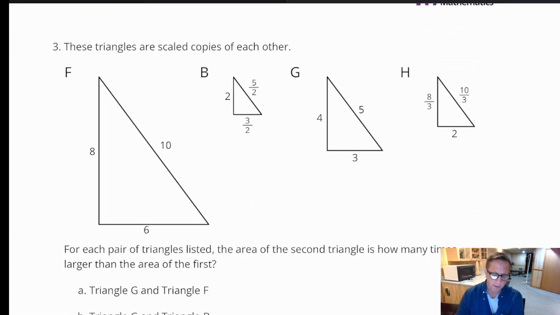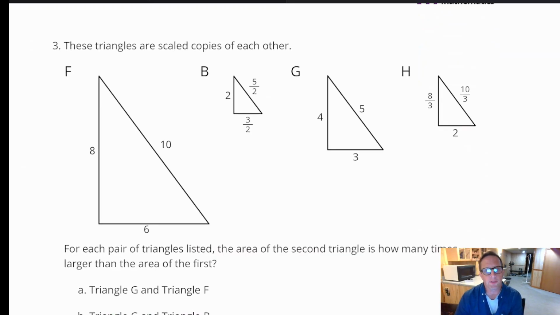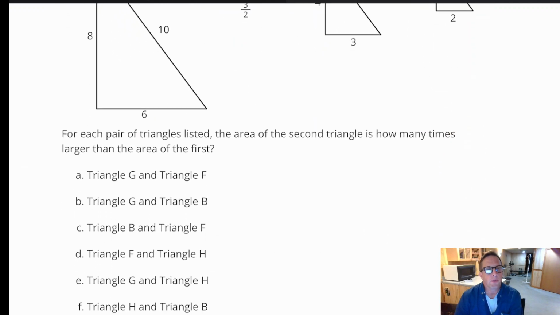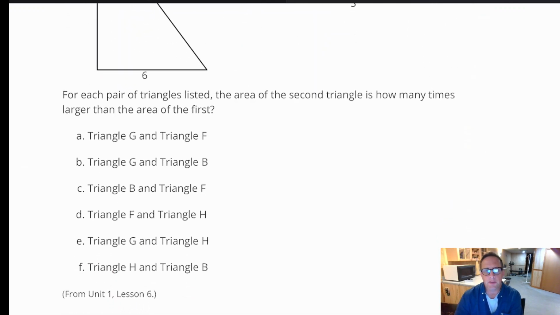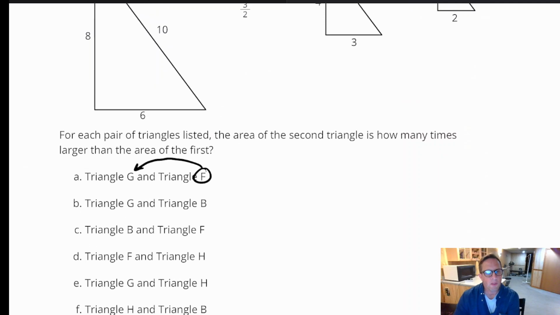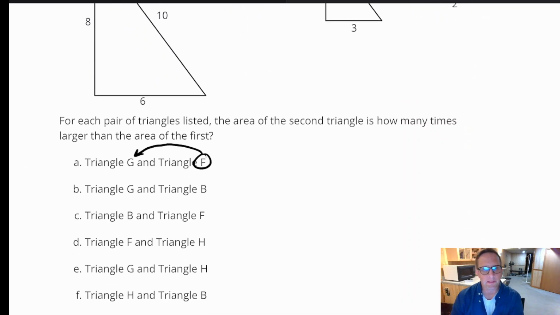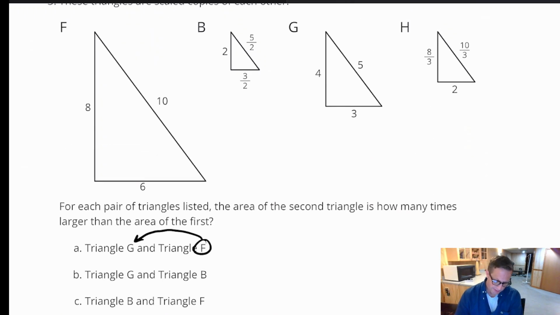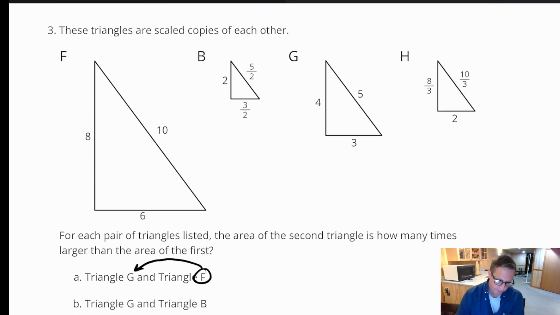I did. Okay, for part 3, these triangles are scaled copies of each other. So what do the directions say? For each pair of triangles listed, the area of the second triangle is how many times larger than the area of the first. So we're looking at the second triangle and then comparing that to the first. It's kind of confusing the way that's written out. But for the first one, we're going to look at F to G.